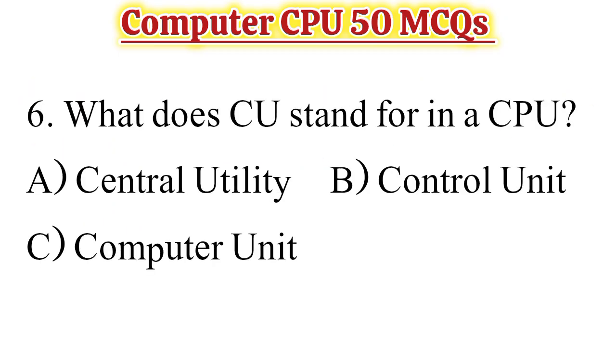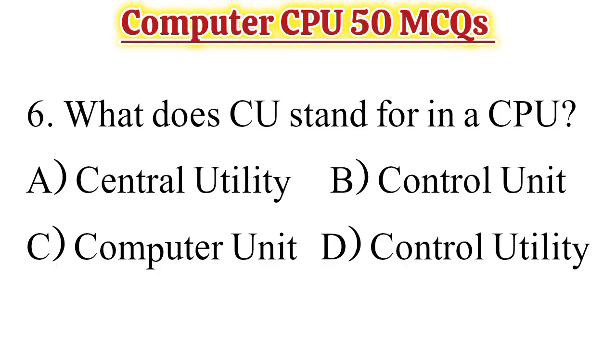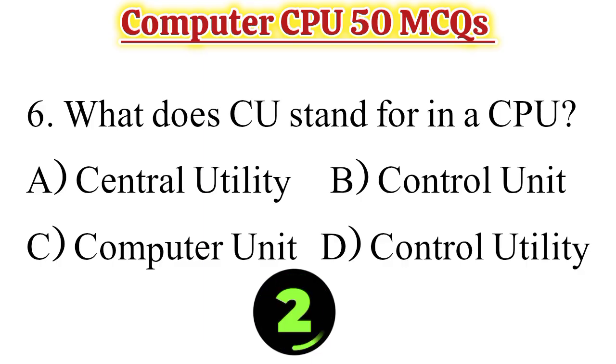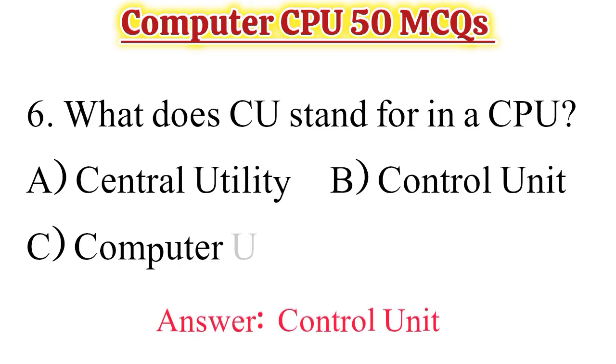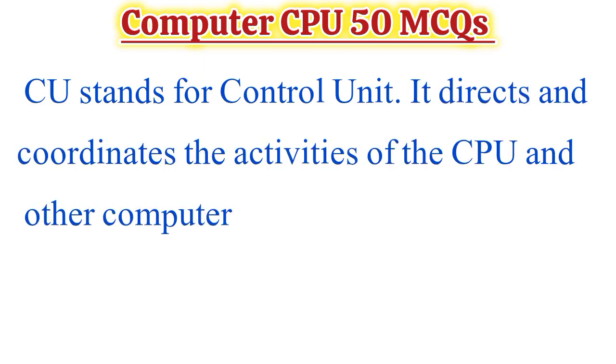6. What does CU stand for in a CPU? A. Central Utility. B. Control Unit. C. Computer Unit. D. Control Utility. Answer: Control Unit. CU stands for Control Unit. It directs and coordinates the activities of the CPU and other computer components.